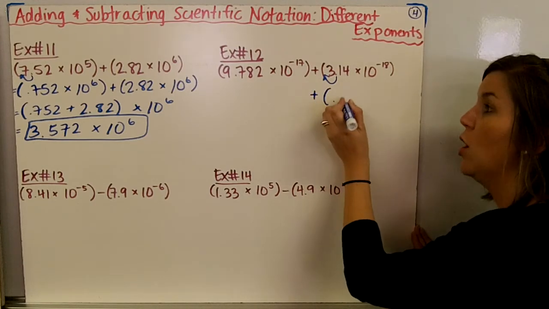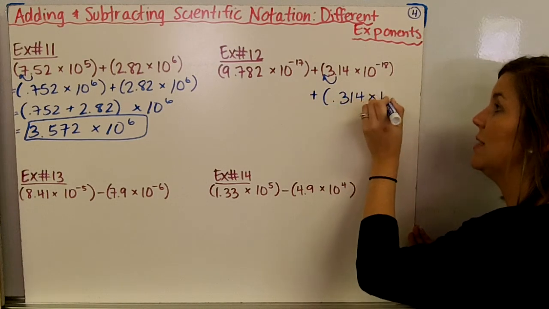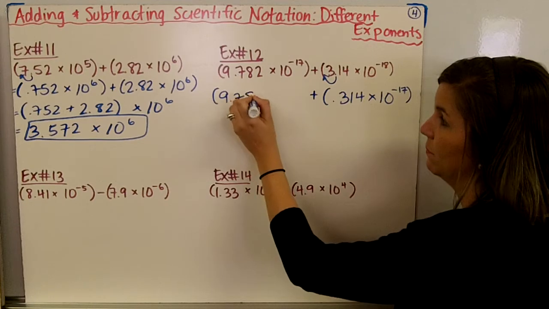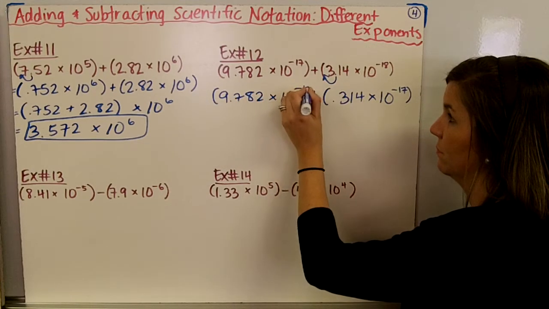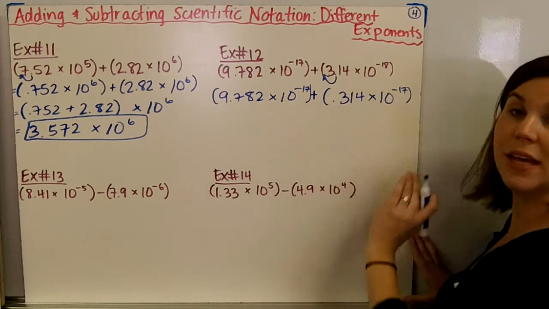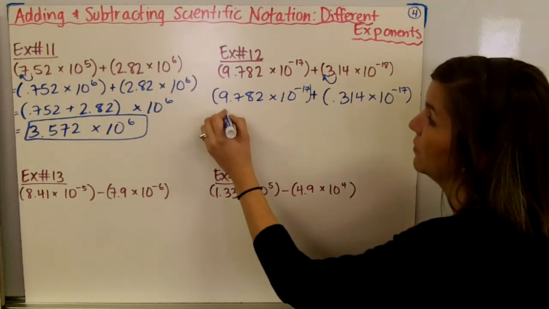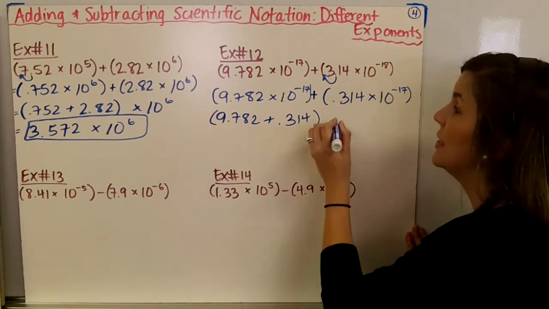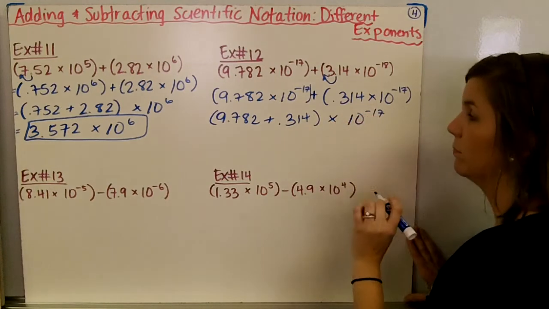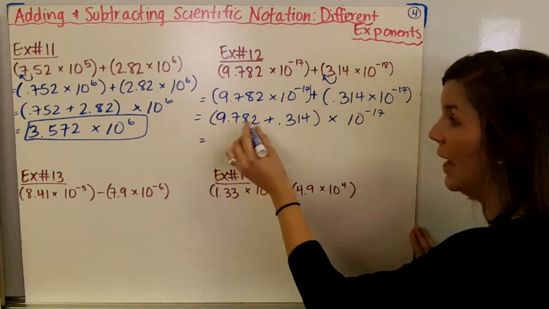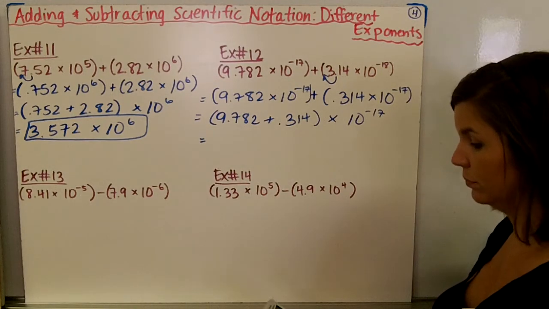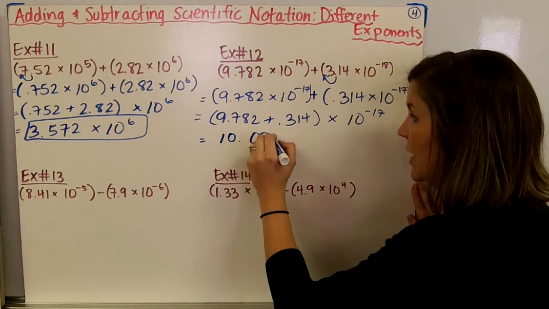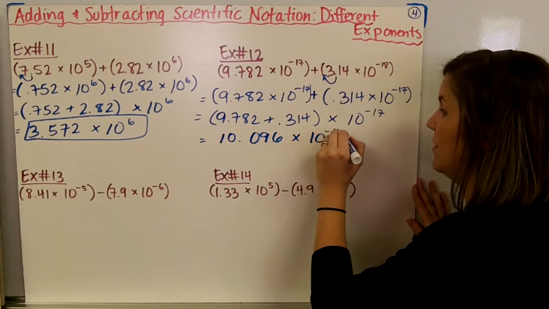So this number will become 0.314 times 10 to the negative 17th power. This one stays the same. Now that they have the same exponent, I can add them together. 9.782 plus 0.314 times 10 to the negative 17th power. Add these together on your calculator, and you get 10.096 times 10 to the negative 17th power.